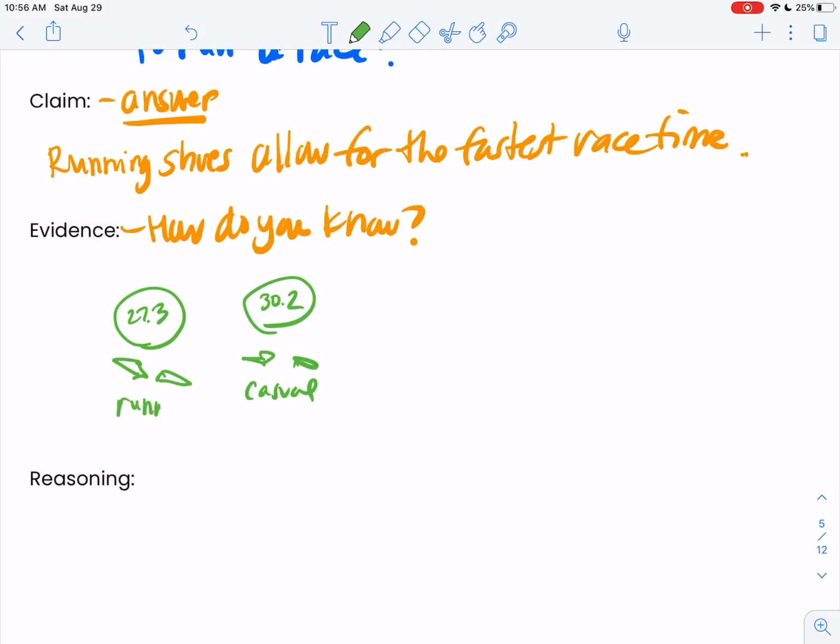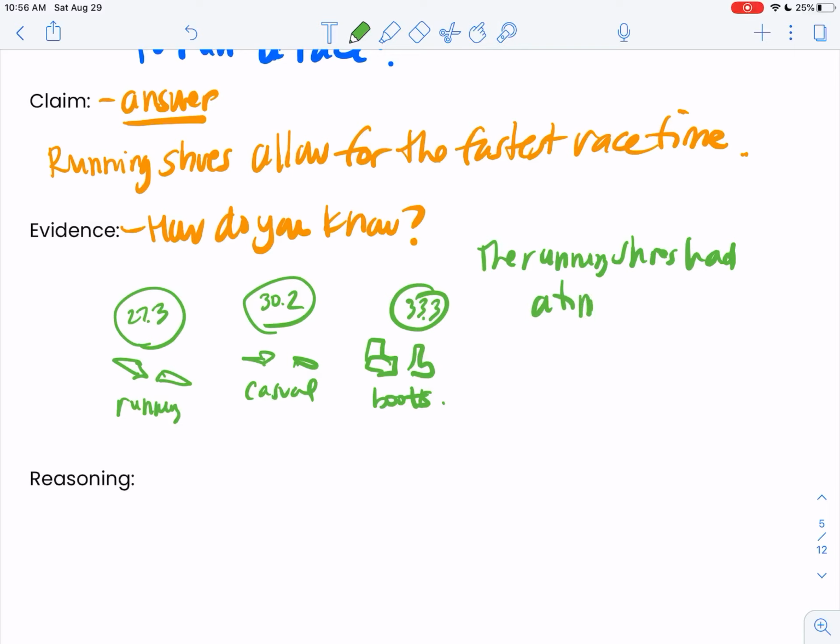Casual, running, boots, right? So sometimes we might put in a screenshot. You might put in some kind of data. You could just write it out, right? The running shoes had a time of, blah, blah, blah. The casual shoes, blah, blah, blah. The boots, blah, blah, blah, right? So you're just trying to give the evidence. This is the things that you measured or observed, okay, to see what happened.